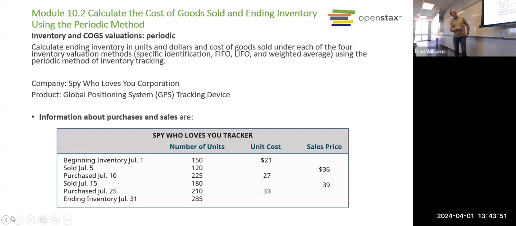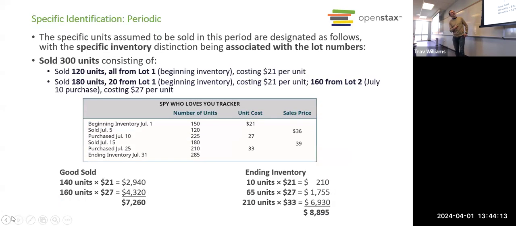Okay, so let's look at a specific example here. Now, this is all periodic method. So we're assuming we're at the end of a period, we're looking back and figuring out what our costs were. So this is our GPS trackers again. Here's our data. And we're going to start with specific identification. And now it's not just one unit that was sold. Now we've got 300 units that have been sold.